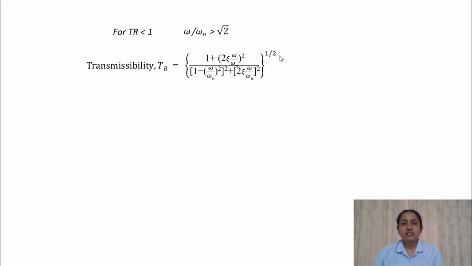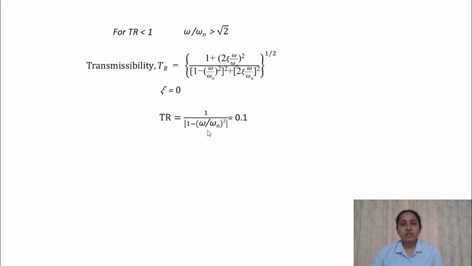This is the expression for the transmissibility which we have learned last week. That is the square root of (1 plus (2 zeta times frequency ratio) squared) divided by ((1 minus frequency ratio squared) squared plus (2 zeta times frequency ratio) squared), so to the power 1 by 2. In this question, it's given that we can neglect damping, so zeta is equal to 0 here. So the transmissibility becomes this. These two terms will cancel. So our transmissibility comes down to this, and we have to make it equal to 0.1.